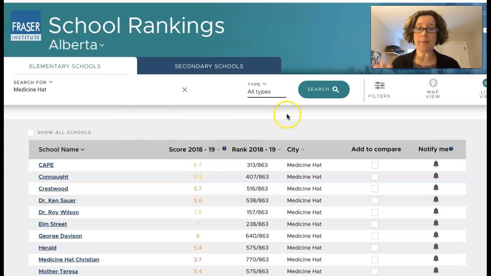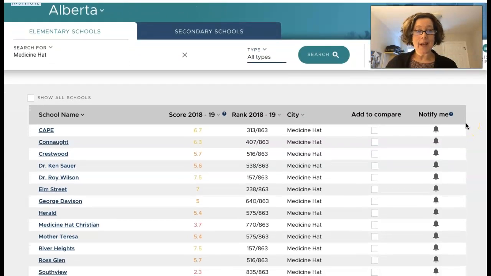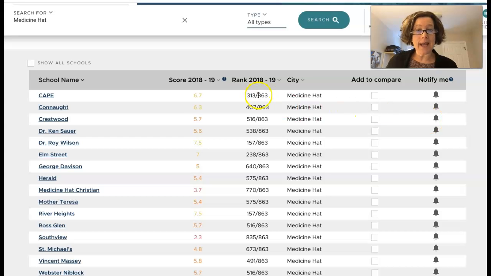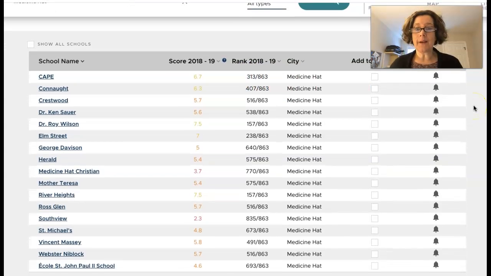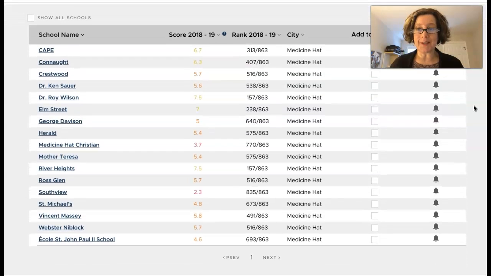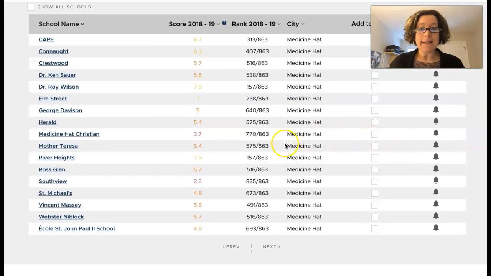So I've just brought up the PAT ranking results for Medicine Hat. So here we are, Cape. There are 863 elementary schools in Alberta, and Cape is ranked 313th, Connaught 407, Crestwood, Sauer, Wilson.